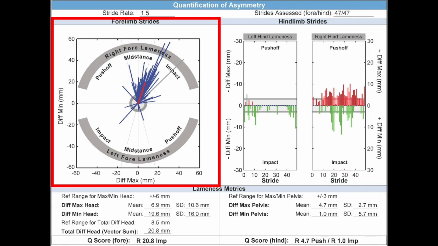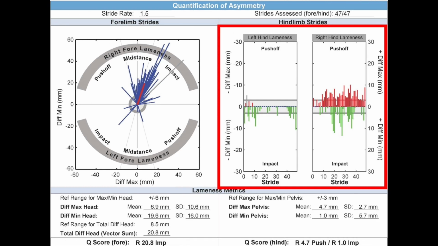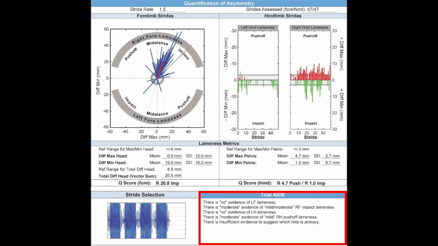On the left-hand side, the forelimb strides are represented by blue rays, with the length of the ray indicative of the amount of total head movement for that stride, and the direction of the ray showing the timing and side of the asymmetry. The mean of all forelimb strides is represented by a red ray. The hindlimb strides are represented on the right-hand side of the analysis as a green or red ray, indicating push-off and impact of each hindlimb stride, respectively. The length of the ray, similar to the forelimb strides, represents the amount of pelvic movement asymmetry for that side. The end of the report provides a trial aid, which details the summary of lameness in that patient.